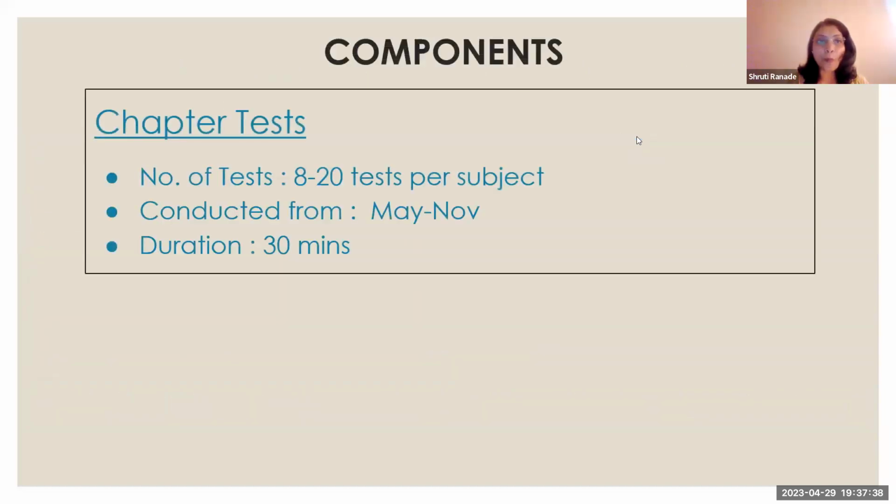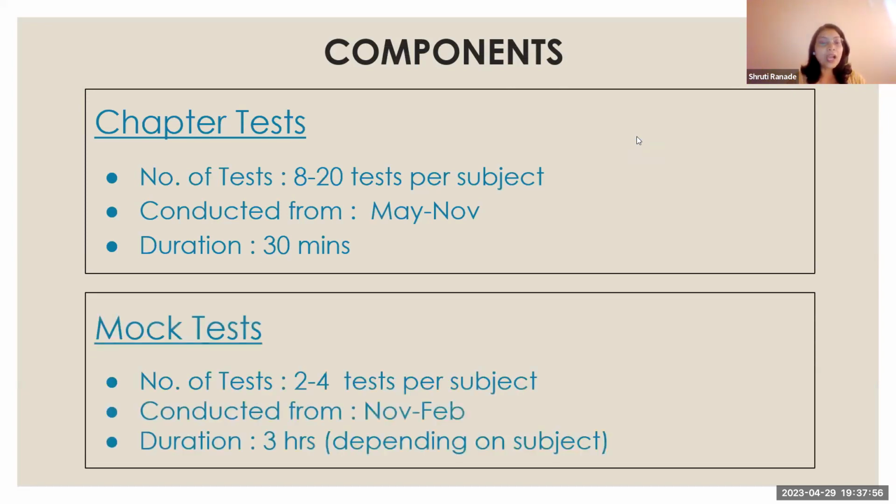The next is components of this test series. So we have chapter tests. The number of tests is 8 to 20 tests per subject, which are conducted from May to November, and the duration is 30 minutes per test. We also have mock tests. The number of tests is 2 to 4 tests per subject, conducted from November to February, and the duration is 3 hours or as per the subject requirement.